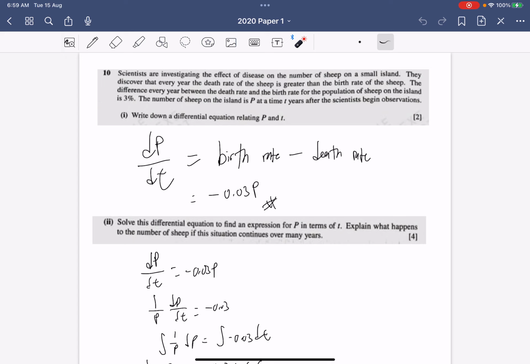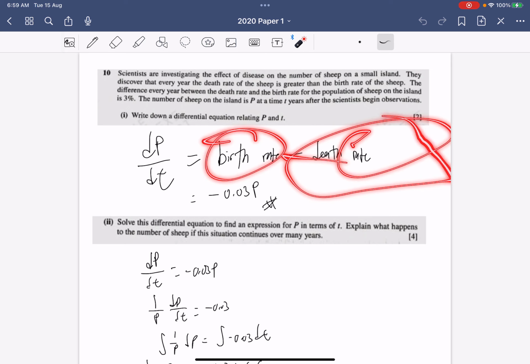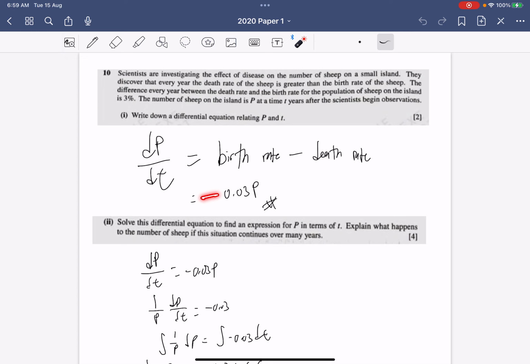mathematical model statement. So they say that every year has a death rate which is greater than the birth rate, and the difference between the death rate and birth rate is 3%. So write down the differential equation relating P and T. So obviously the change in population is the birth rate minus away the death rate. And we know the difference is 3%, but then the death rate is greater, so it has to be negative 0.03P.